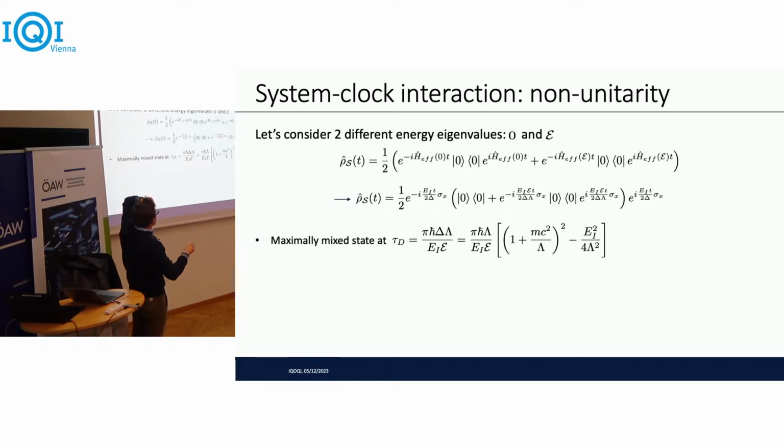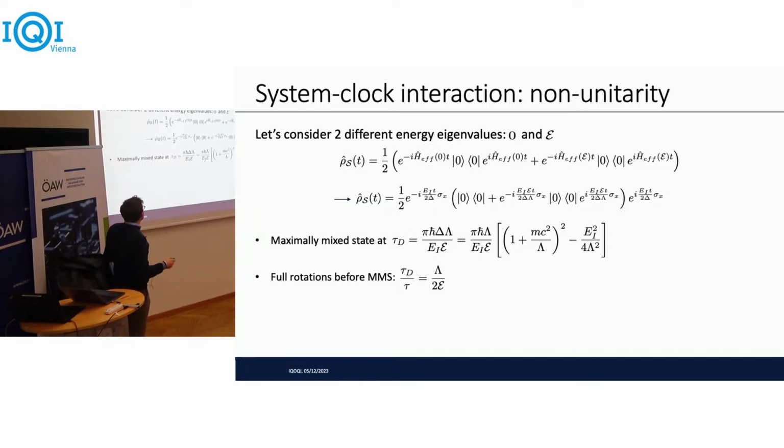And then we find that in general it's not a unitary solution anymore. The state of the system is going to go to a maximally mixed state after a certain time. And this time is given by the following expression. You can put in all the numbers and find this expression.